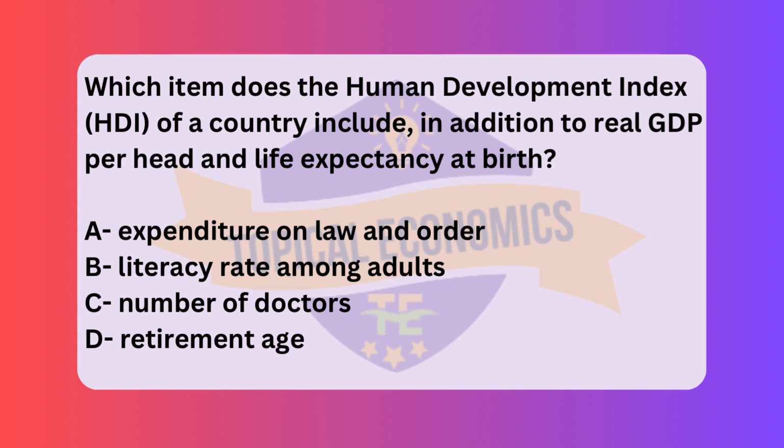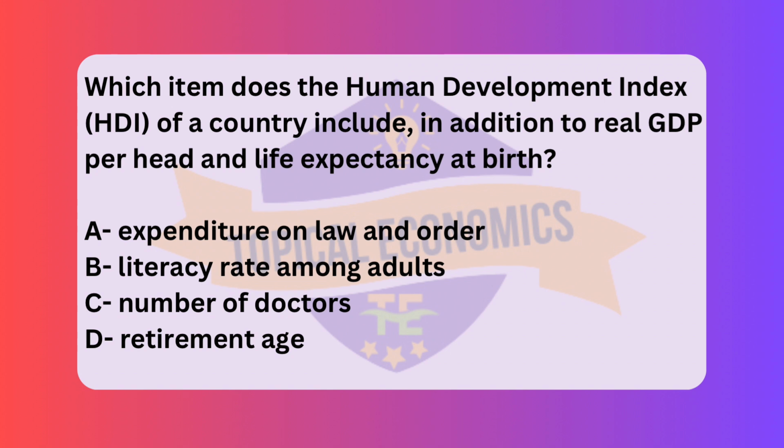Moving to question 30. Which item does the Human Development Index, HDI, of a country include, in addition to real GDP per head and life expectancy at birth? A. Expenditure on law and order. B. Literacy rate among adults. C. Number of doctors. D. Retirement age. This question is from year 2015 October, November, version 2.